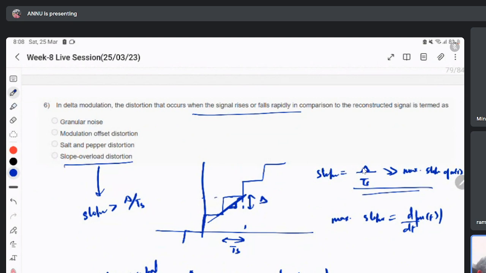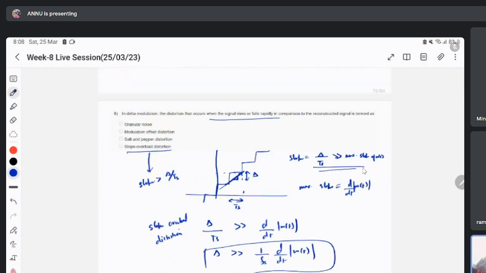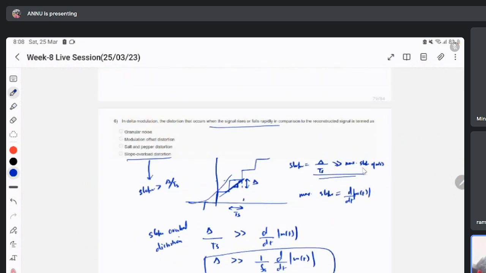So the reconstruction is what? Suppose this one is the reconstruction and this is m(t). The signal rises. Ma'am, I think this equality symbol should be opposite. Delta should be less than this slope. Then only this will happen. It will not be able to track this signal. So the answer will be slope overload.